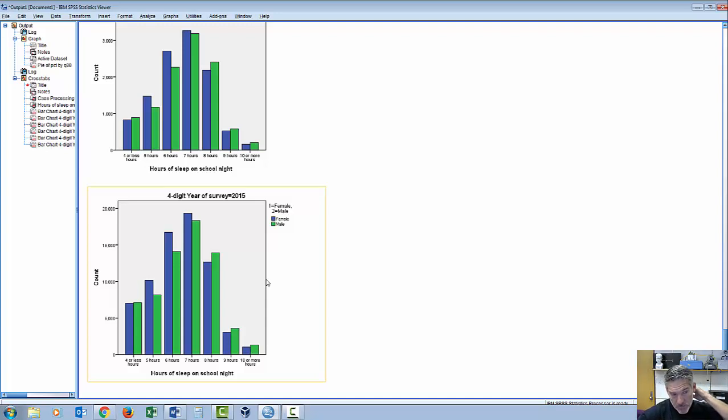Like if you count the numbers of females at 5 hours, there's a higher value than the number of males at 5 hours. Okay. And then when you look at 6, 7, or 8 hours, there are higher numbers of males. It's flipped. Yep. So let's recode sleep into 3 levels.